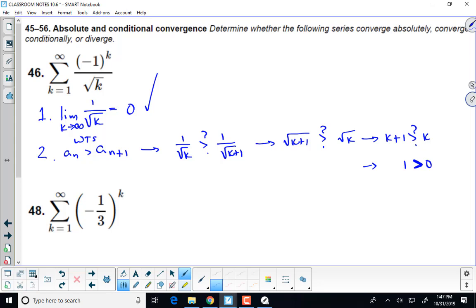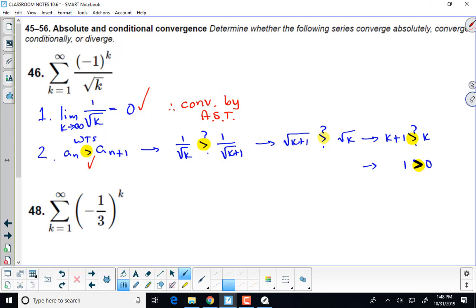I thought I was losing my mind. I'm often wrong in this class, so I'm like, no. So this now backs all the way up to there, and we conclude that that's true. So we've got our two check marks. Therefore, the series converges by the alternating series test.